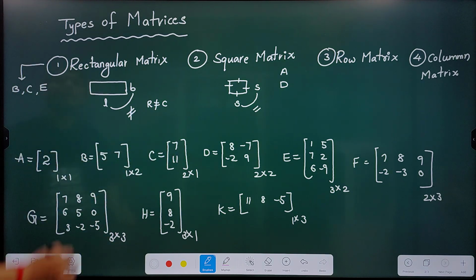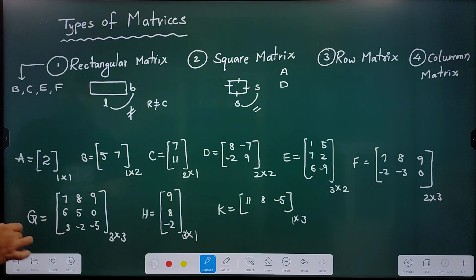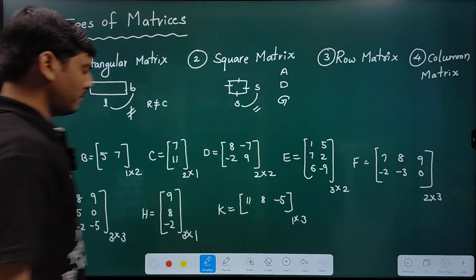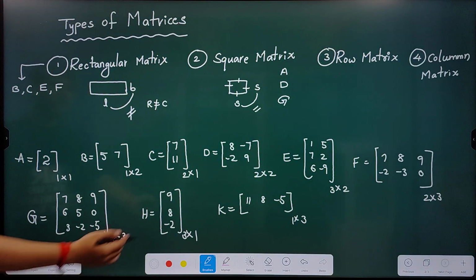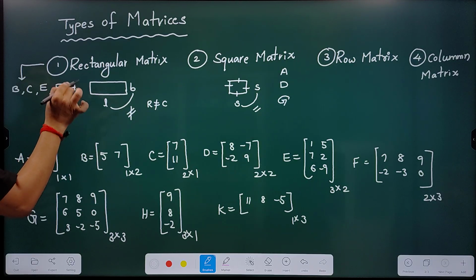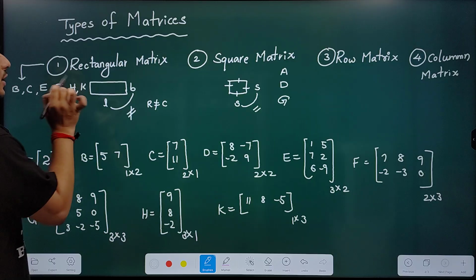F is a rectangle. Different rows and columns. G is a square. H is a rectangle. Different is there. H is a rectangle matrix. K is a rectangle matrix. Are understood, students?